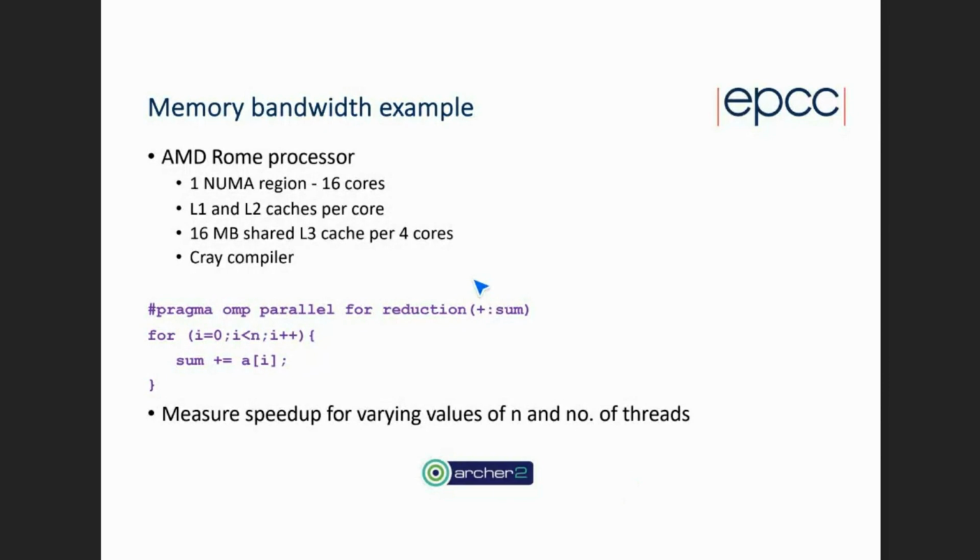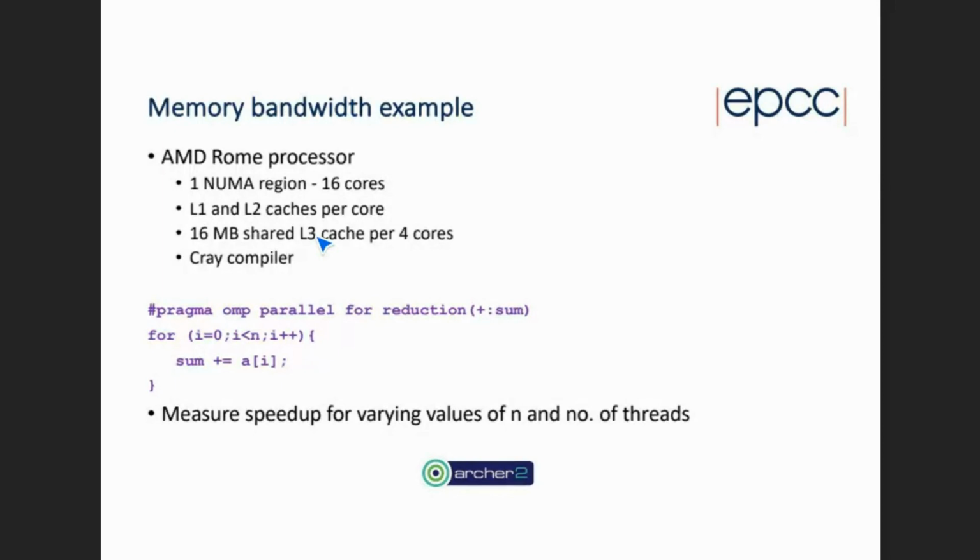Okay, so this is for the AMD Rome processor. This is what's in ARCHER2, and I am just looking at what happens inside one NUMA region. So just up to 16 cores, so there's no NUMA effects going on here. We're just looking at the contention for the memory bandwidth inside one NUMA region. Each core has its own level 1 and level 2 caches, and then every set of 4 cores has a shared 16 megabyte L3 cache.